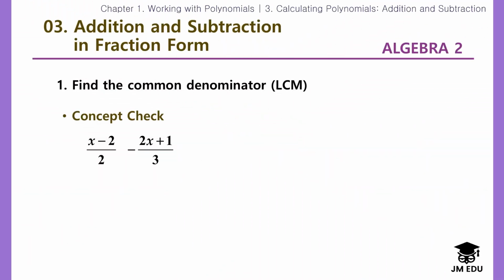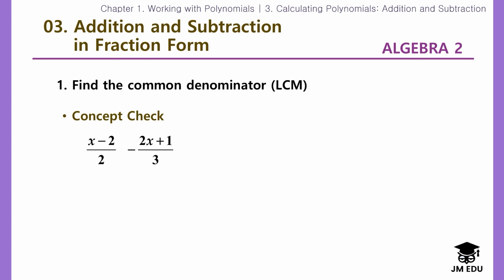Okay, number 3, addition and subtraction in fraction form. To add or subtract fractions, we're going to have to find the common denominator, right? And the common denominator is the least common multiple of each denominator.